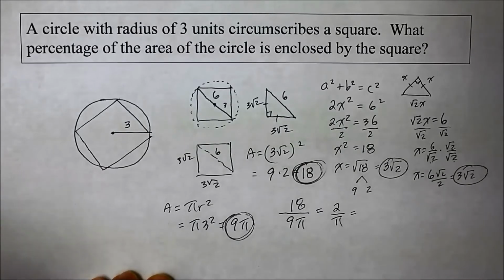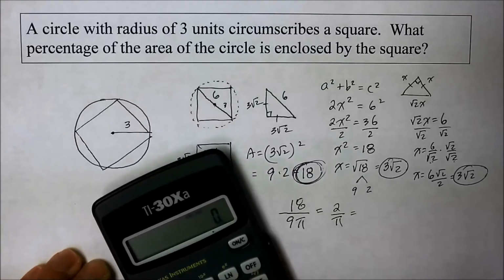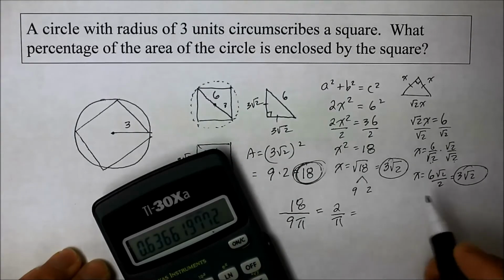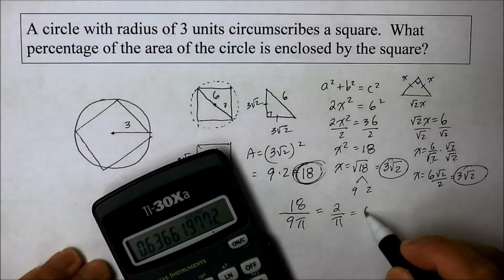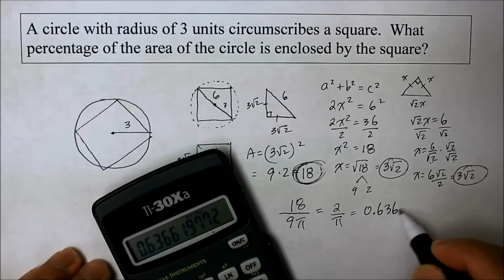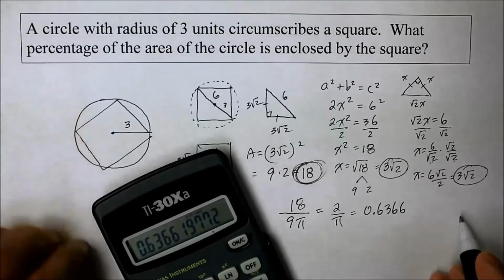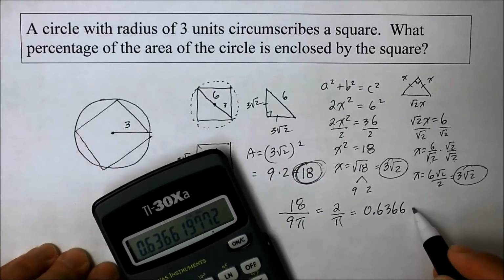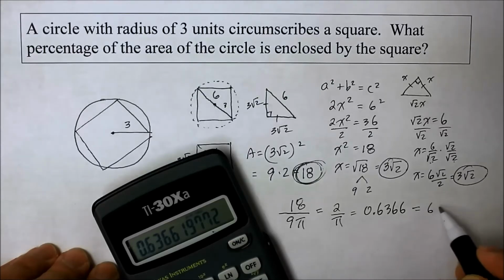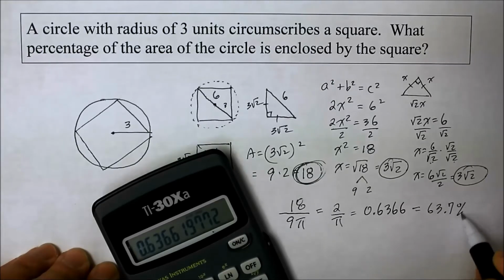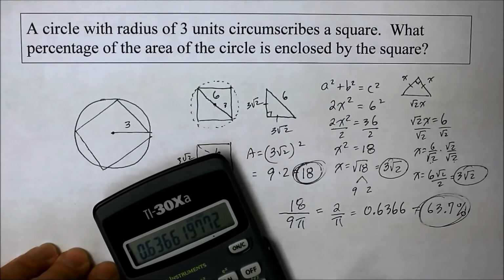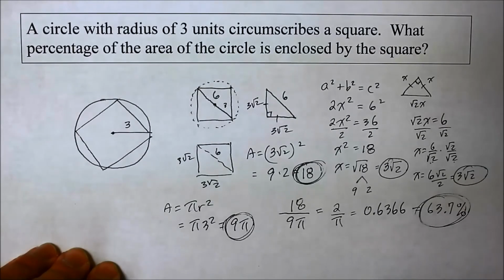And so all we have to do is take our calculator and we go 2 divided by pi equals, it's going to be approximately 0.6366. And since they're asking for a percentage, we're going to just round it up to approximately 63.7%. There it is.